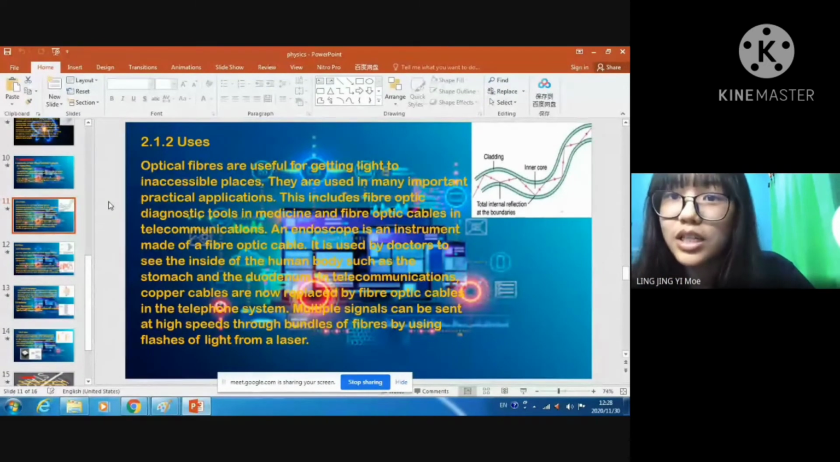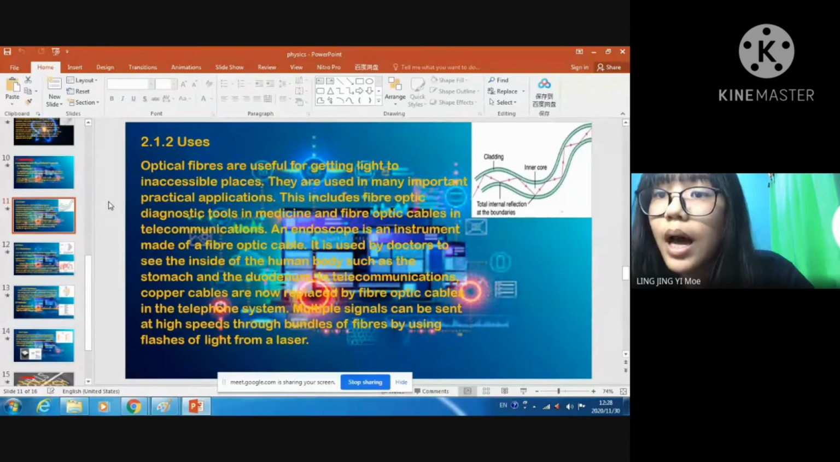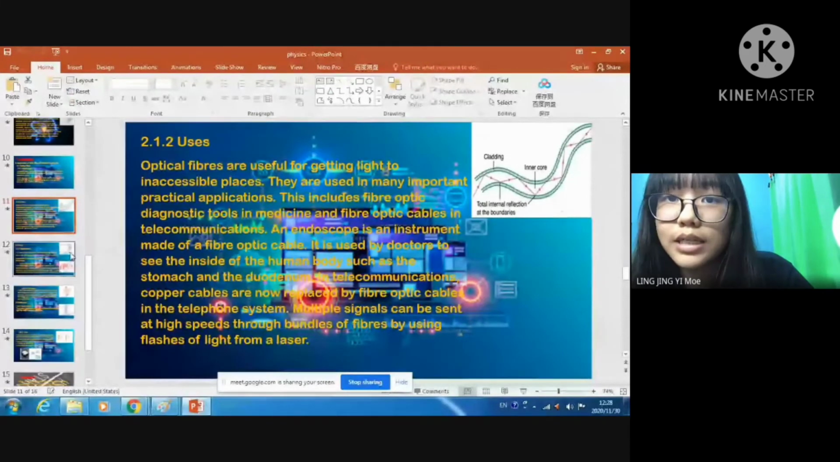In telecommunications, copper cables are now replaced by fiber optic cables in the telephone system. Multiple signals can be sent at high speeds through bundles of fibers by using flashes of light from a laser.